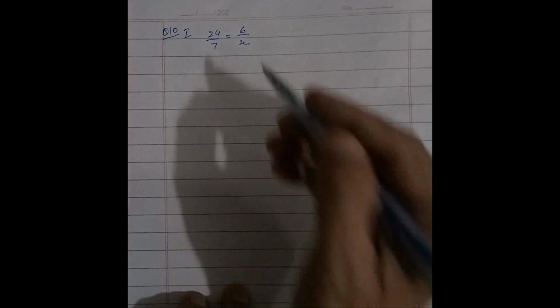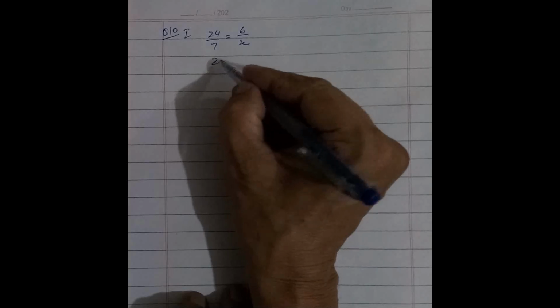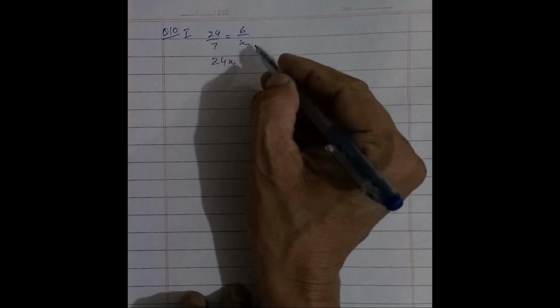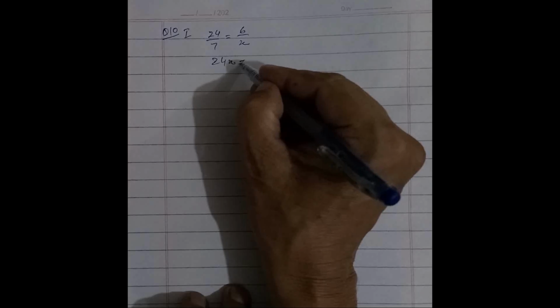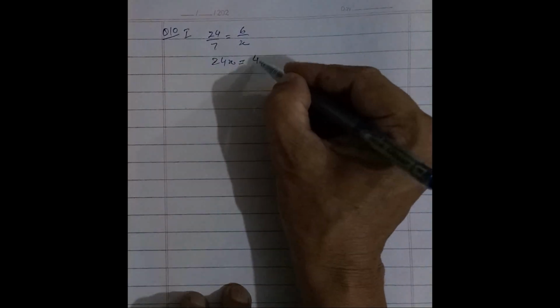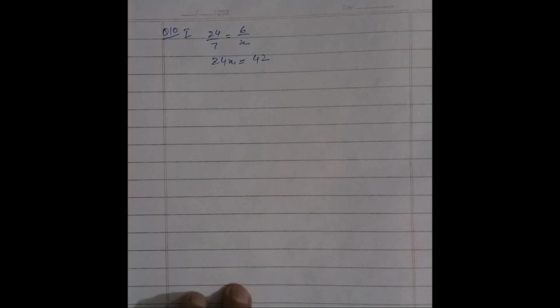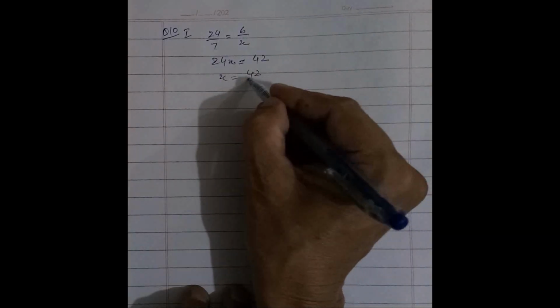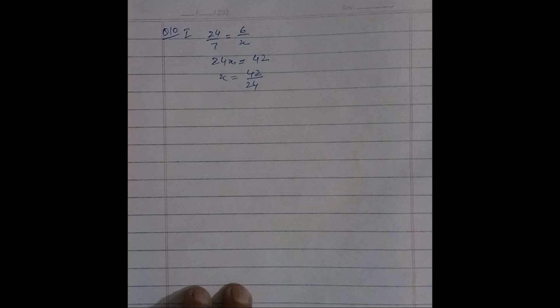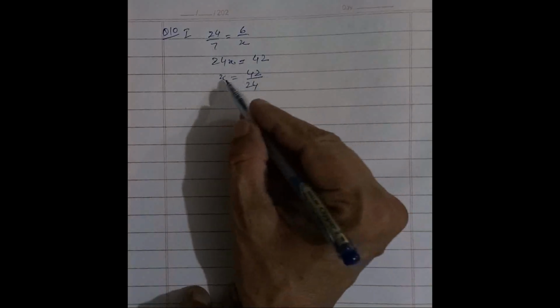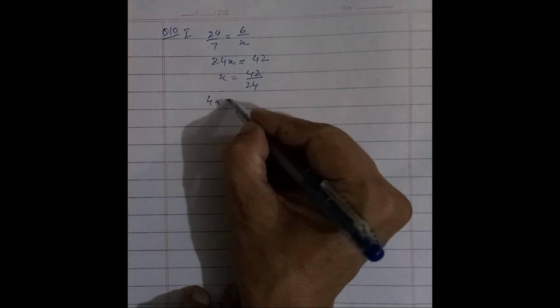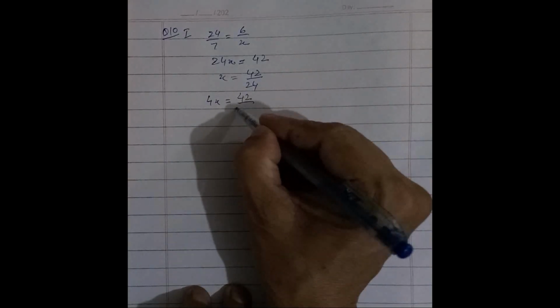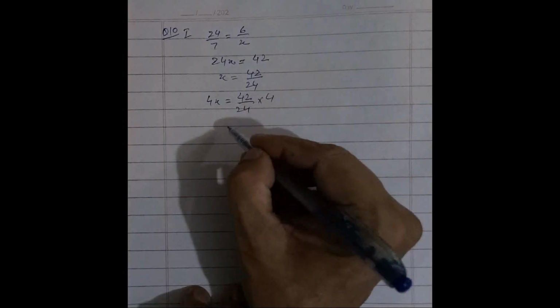First we cross multiply. 24 multiplied by x is 24x, is equal to 7 6s are 42. And we find the value of x, which is x is equal to 42 over 24. And now we find the value of 4x. Multiply both sides by 4. We get 4x is equal to 42 over 24 multiplied by 4.